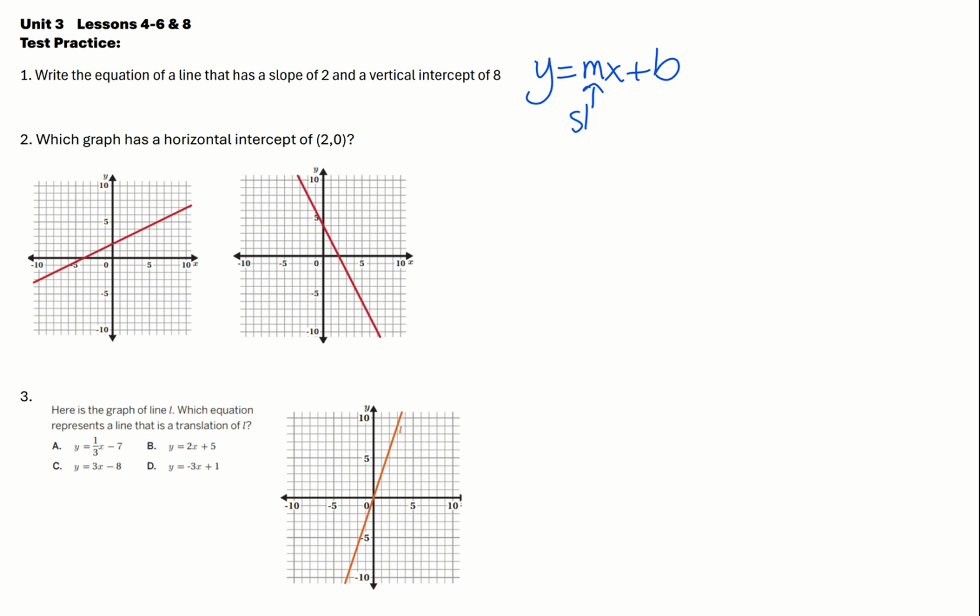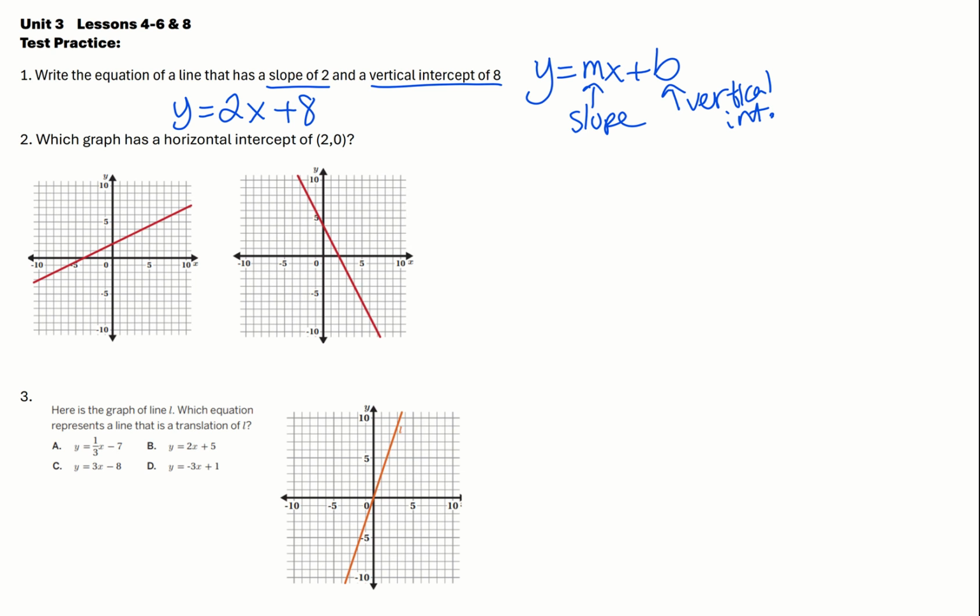Okay, so slope, vertical intercept. I'm going to shorten it, int, intercept. So here's our slope. Here's our vertical intercept. We don't even have to do any math to find them. We just have to fill it in. So y equals 2x, because slope always goes next to the x, plus, it says positive 8, so I put plus 8. And that's it. If they give them to us, we don't even have to do any math to find them.